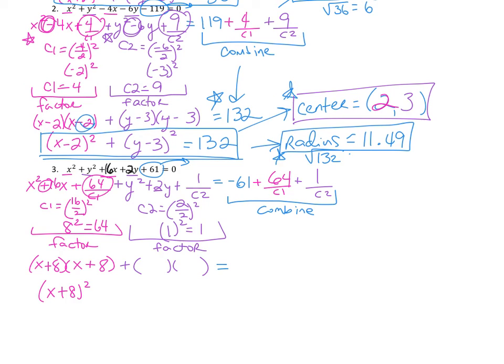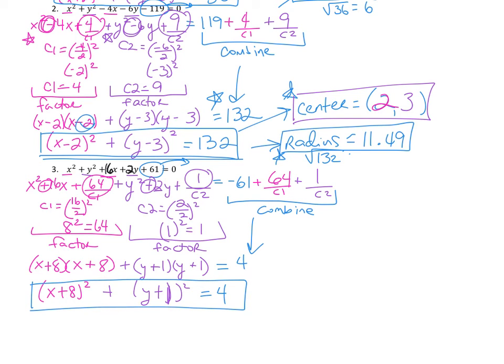Then for our y values, the square root of 1 is still 1. We still have our y's there in the front. The sign is going to be positive still, so this would be y plus 1 quantity squared. We still have our plus. When we combine this right-hand side, negative 61 plus 64 is only a positive 3, and then plus 1 more would be a positive 4. So there's the equation of your circle.